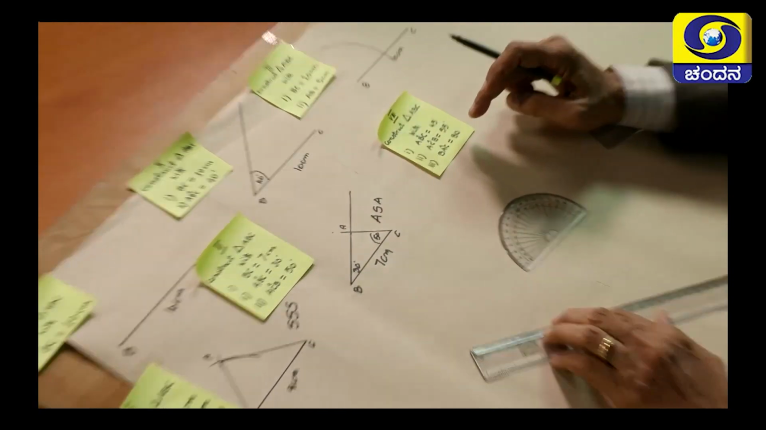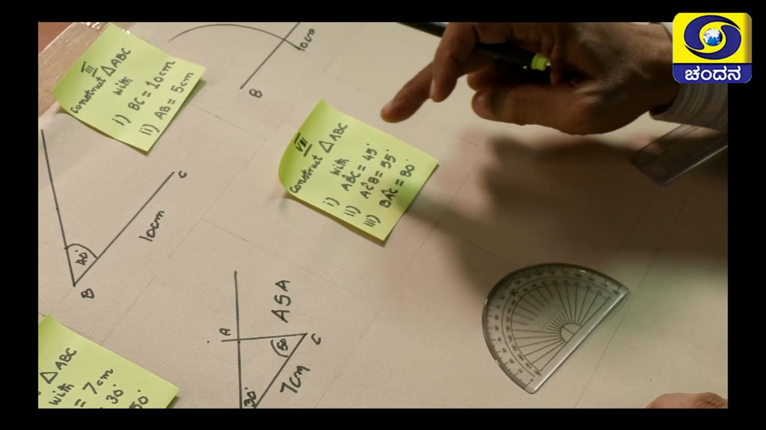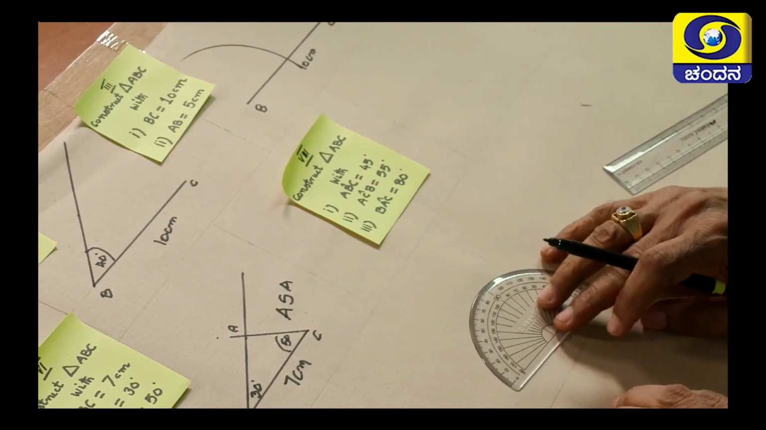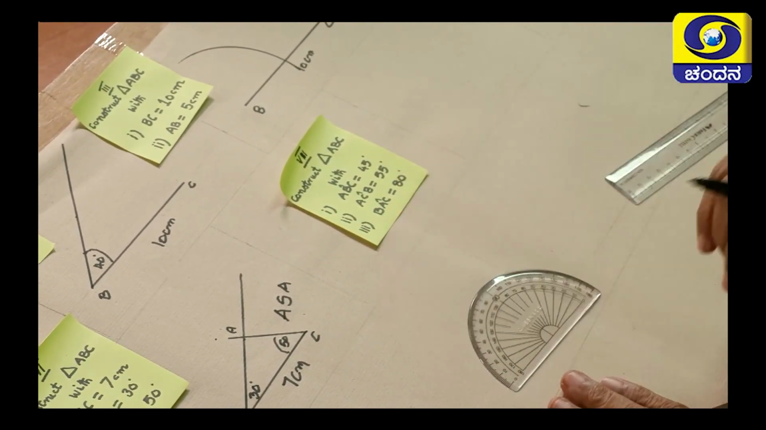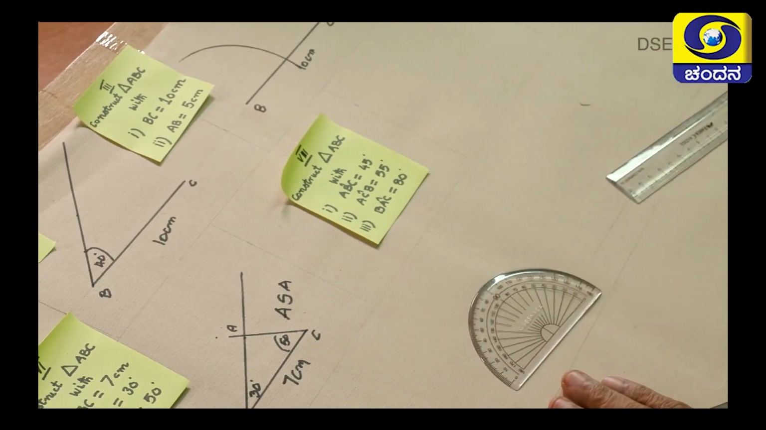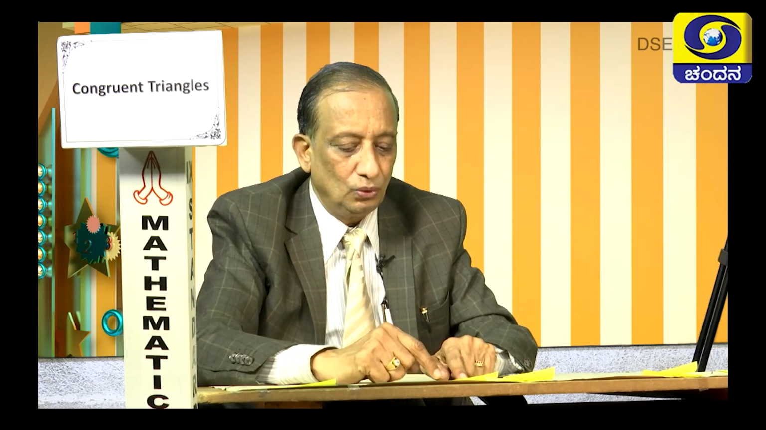Now let us go to the next case, wherein all the 3 angles are given. Is it possible, children, to construct a triangle only when all the 3 angles are given? Definitely not. We cannot construct a triangle when all the 3 angles are given. Now let us go to another important case wherein two sides and an angle is given.